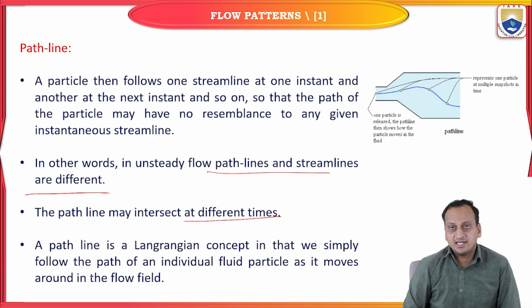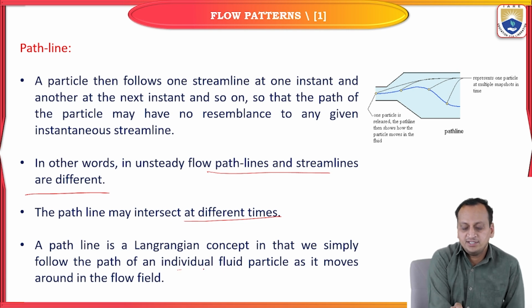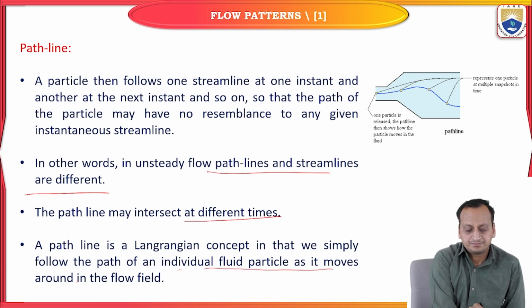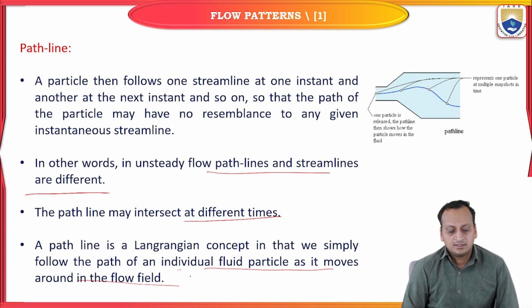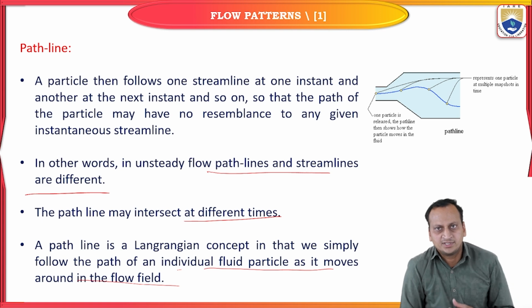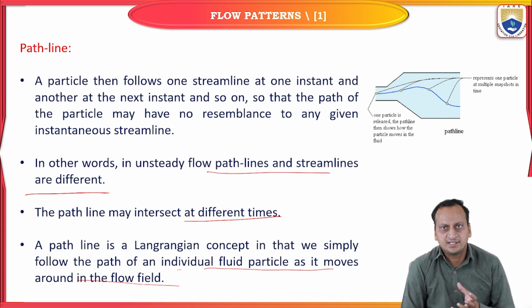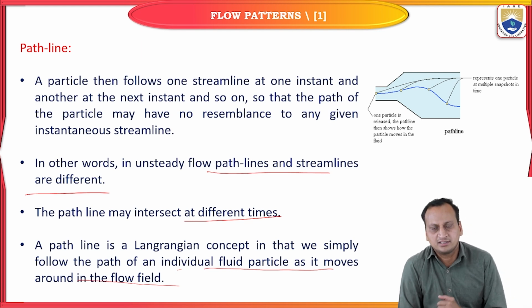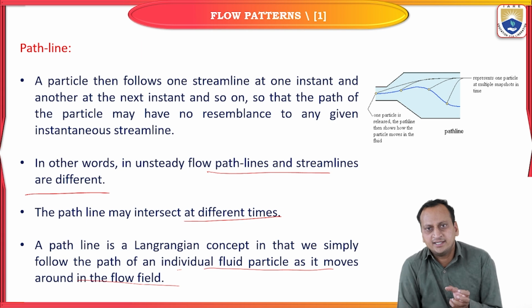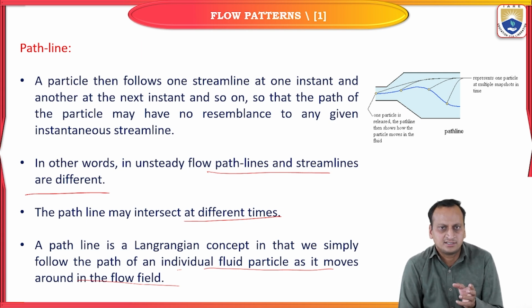A path line is a Lagrangian concept in that we simply follow the path of an individual fluid particle as it moves around in the flow field. There are two concepts in fluid mechanics: one is the Eulerian concept, another is the Lagrangian concept. In a Lagrangian concept, one single fluid particle will be identified, and its characteristics will be studied over a period of time.